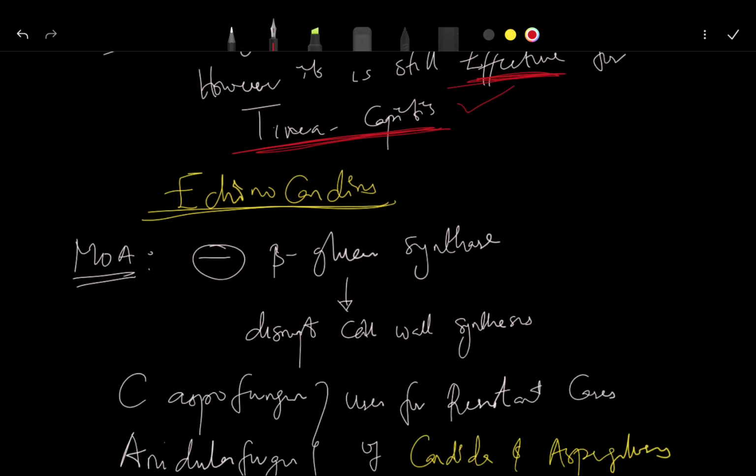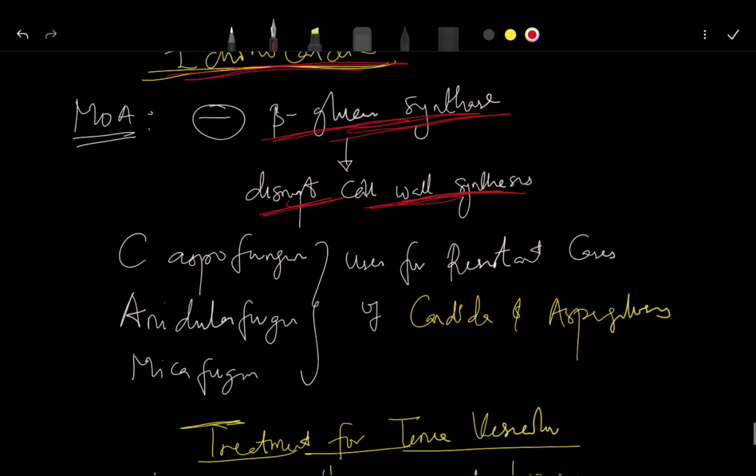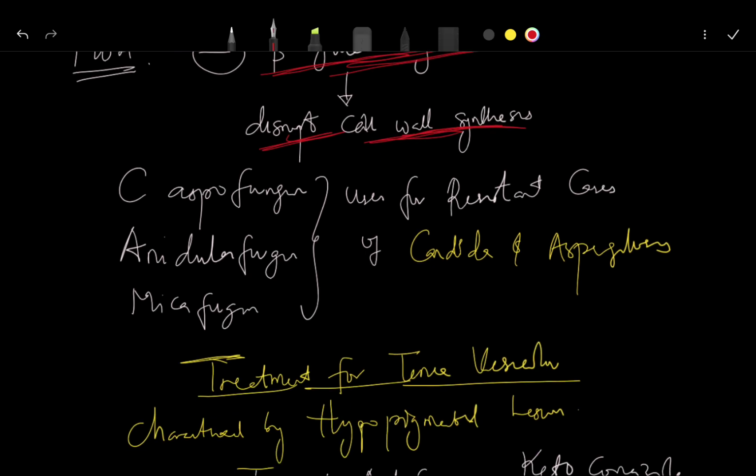Lastly, we come to drugs that inhibit the cell wall, which are your echinocandins. Echinocandins inhibit beta-glucan synthase, thereby disrupting cell wall synthesis. Examples of such drugs include caspofungin, anidulafungin, and micafungin. Now, we use them for resistant cases of candida and aspergillosis.